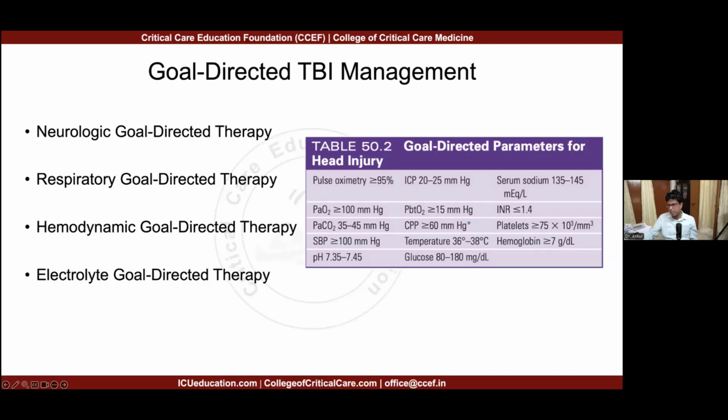So these are the generalized rules. If in Viva we ask you what the general rules, goal-directed parameters are, these are the targets. We need to know that we keep hemoglobin above 7, PCO2 like this, cerebral perfusion pressure. These should be cut. You need to remember.